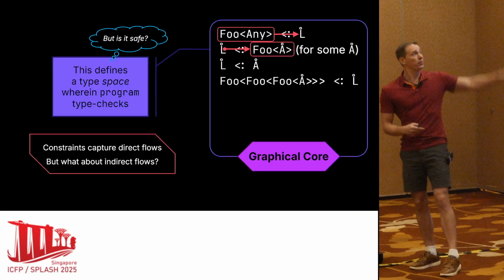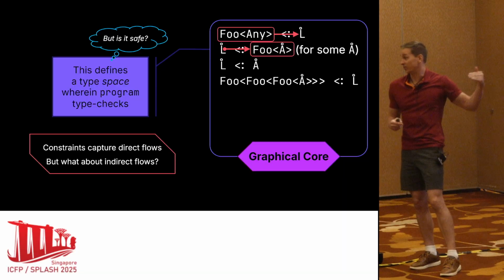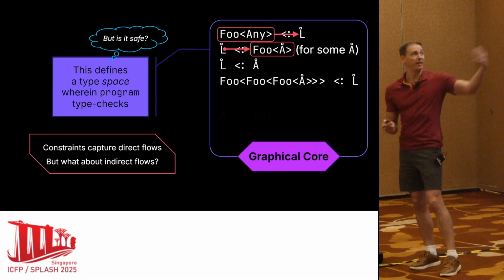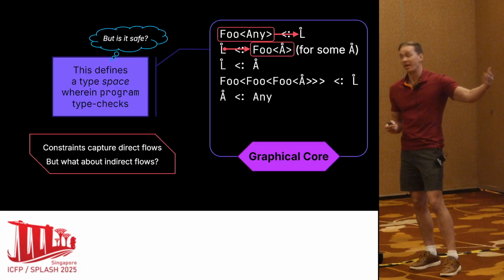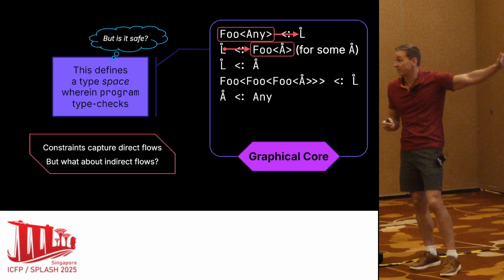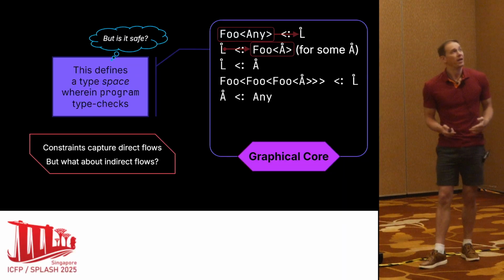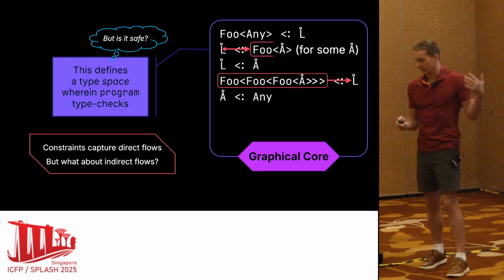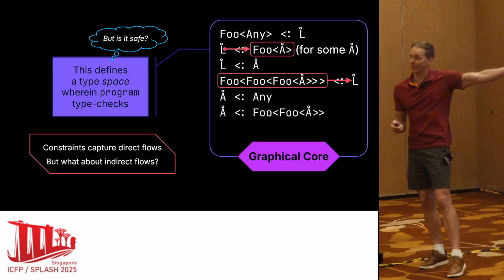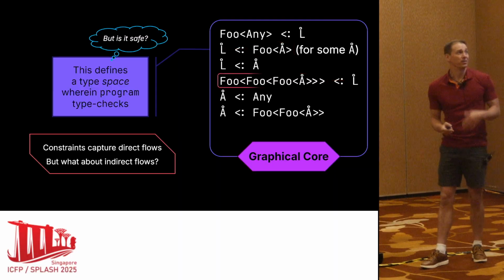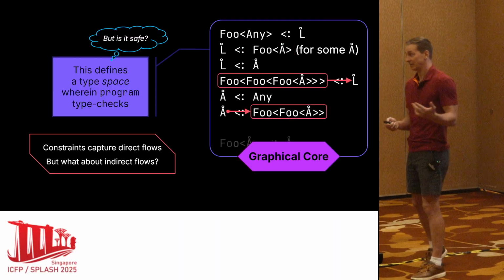But this program will still type check even if I add more constraints to this system. So I could add that A is a subtype of foo of any, which at least locally seems perfectly safe to have. And now we have the required subtyping. And I can do this for more indirect flows in the program. Here, learning that A needs to be a subtype of foo of A. And here, learning that foo of A needs to be a subtype of A.